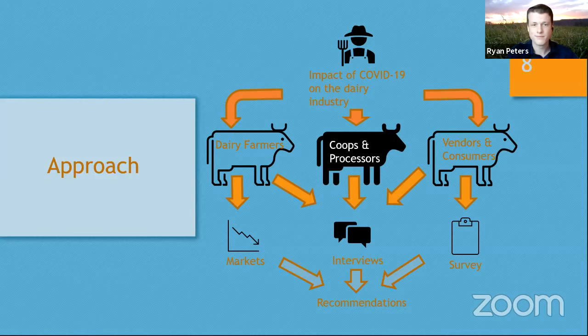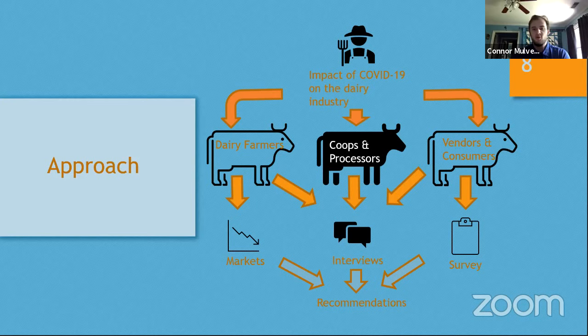Our approach to evaluating the impact of the COVID-19 pandemic was to talk to a variety of different stakeholders throughout the supply chain. This includes the dairy farmers, which supply milk to the cooperatives, which have the milk processed at creameries, that supply the milk to vendors, which then sell them to consumers. These interviews have helped us gain a complete understanding of the industry.